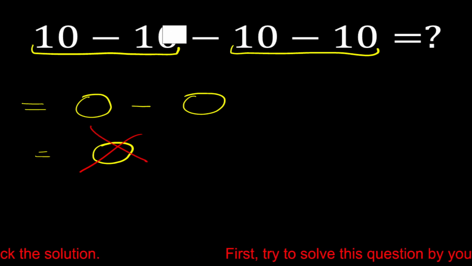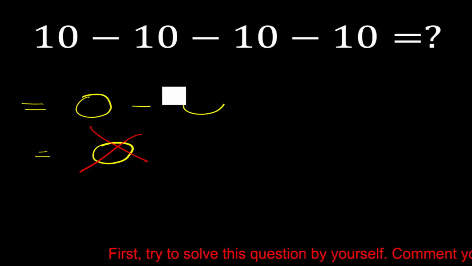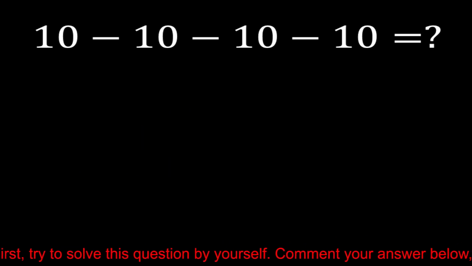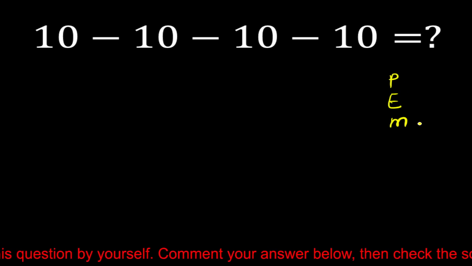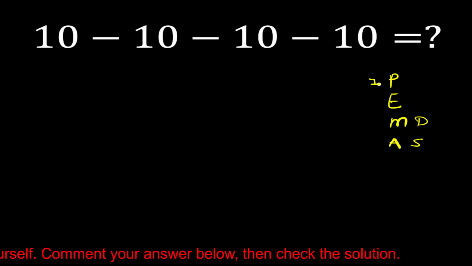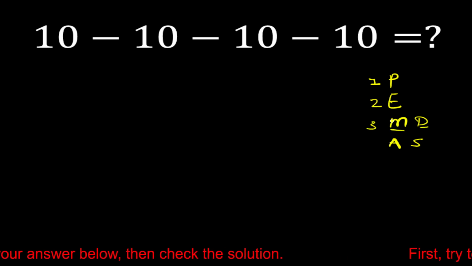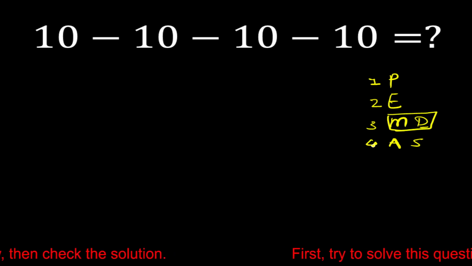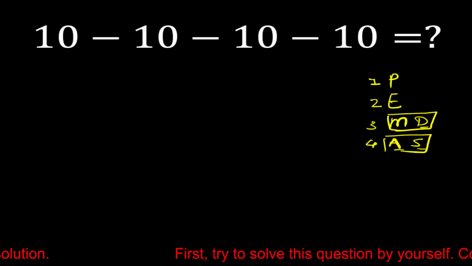Now let's solve this problem correctly by using the PEMDAS rule. According to the PEMDAS rule, first priority is parenthesis. Second priority is exponent. Third priority is multiplication and division. Multiplication and division both have equal priority, okay? And last, the fourth priority, is addition and subtraction. Also, addition and subtraction both have equal priority.